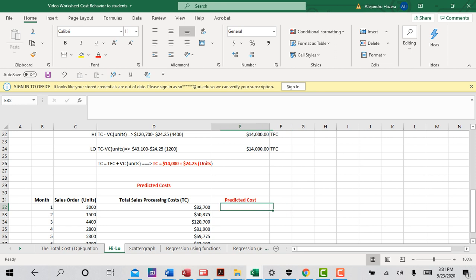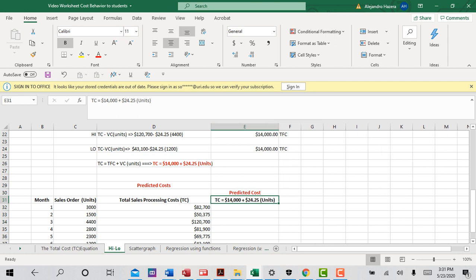Okay, and the easiest way to do this is, I'm going to put in here the predicted cost using the equation that you calculated here. Using the equation, total costs is equal to $14,000 plus $24.25 times units. And the only thing you have to do to predict costs is to take the cost function that you came up with, which was your ultimate answer, and just plug in the number of units. Because once you get the number of units, the other two variables you already know. Okay, so let's go ahead and do this.